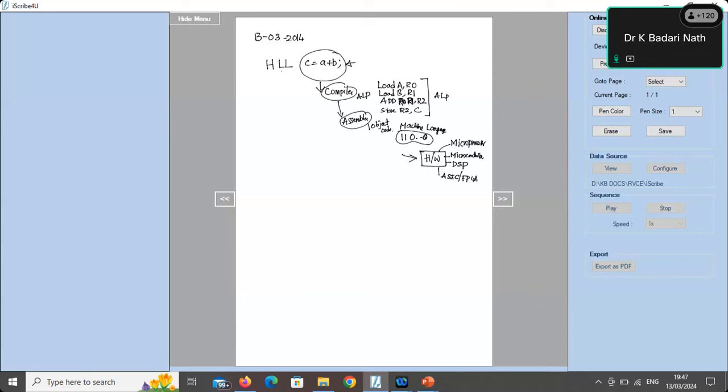So this object code or machine language program is nothing but ones and zeros. They can be directly put on the hardware, and you can execute the program. To design the processor itself, you want to design the processor itself.